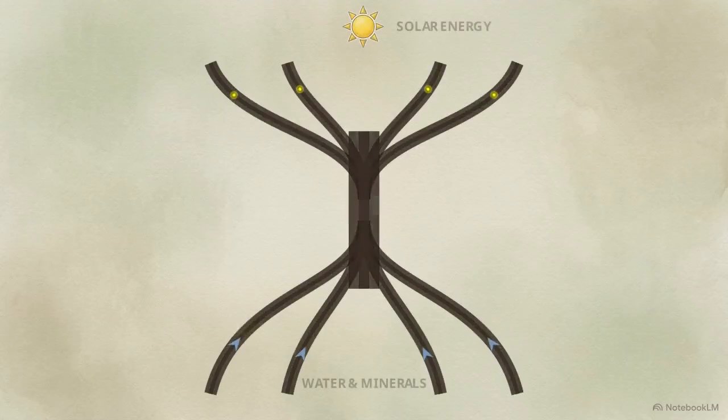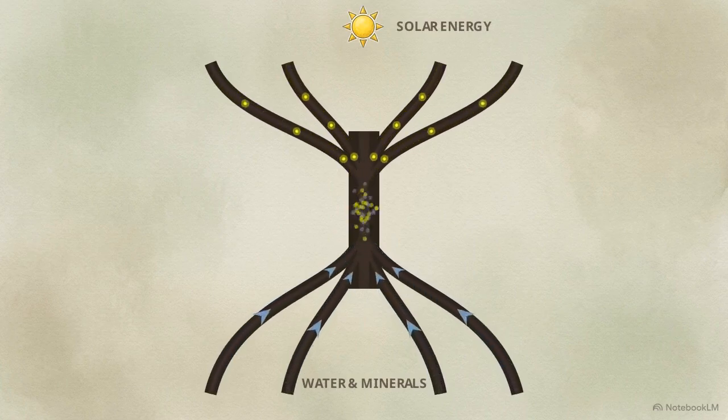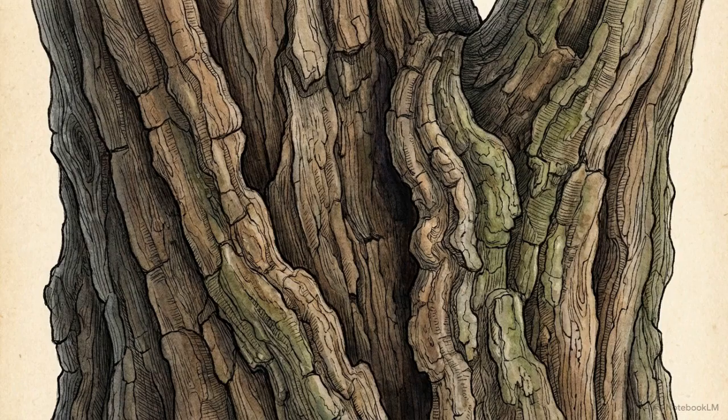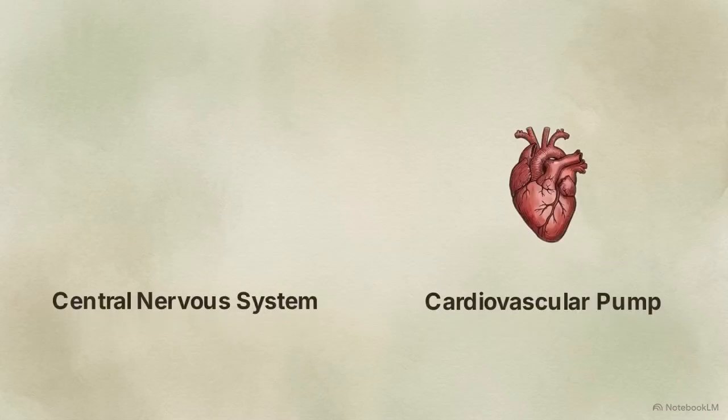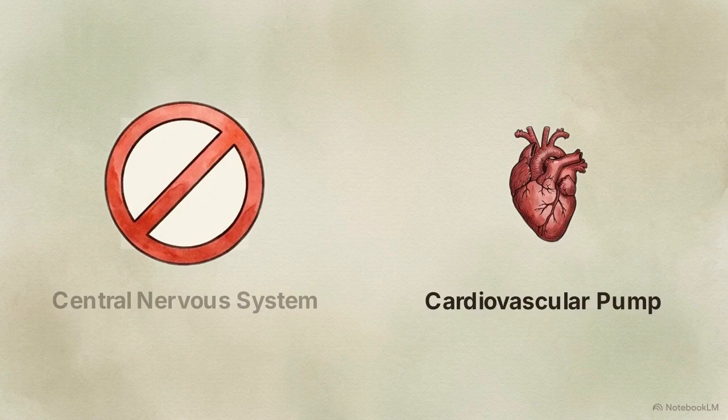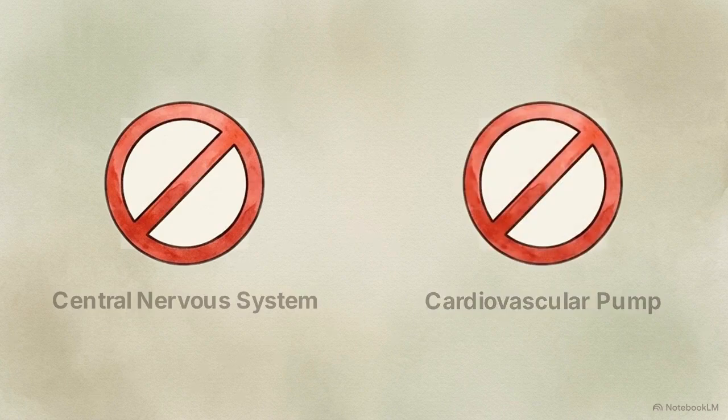A plant functions as a highly engineered passive system designed to extract physical resources from the soil below and the sky above, simultaneously, all without ever moving a muscle. We are going to reverse engineer this biological machine. We will look at how a living structure achieves massive scale, constant growth, and resource distribution without a central nervous system to make decisions or a cardiovascular pump to move fluids.